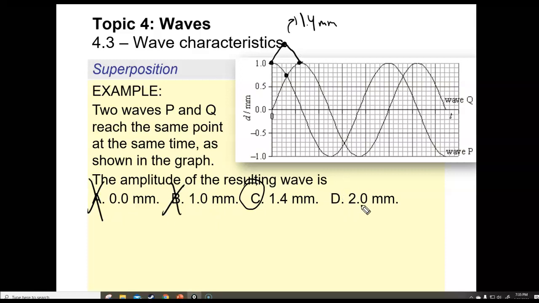And the only way that we could get an amplitude of 2 is if we had these two waves meeting and they were perfectly in sync, so that at that point in space the superposition was 1 plus 1. And because there's a phase difference between these two waves, that's never going to happen. If these two waves had a phase difference of, let's say, 0, then they would completely overlap and D would be possible. But as it is, C is the correct answer.